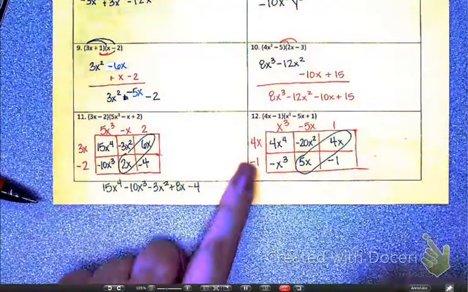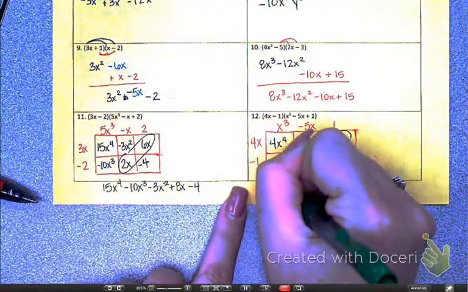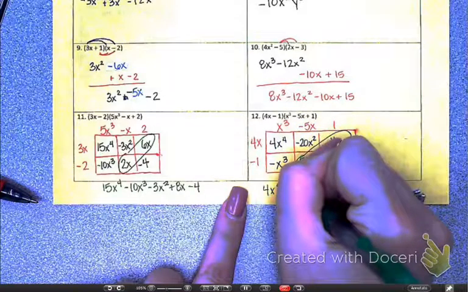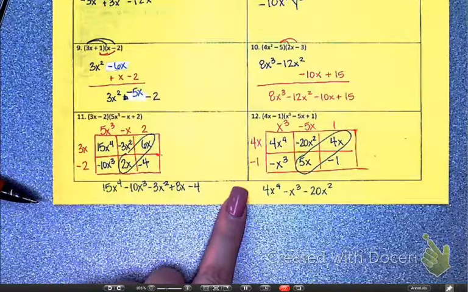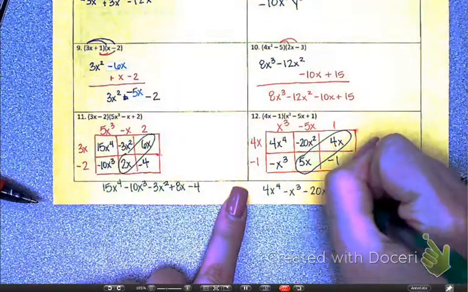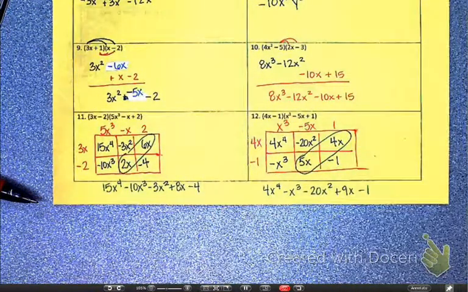So I'm going to combine what I have. 4x to the fourth minus x to the third minus 20x squared. Those are just rewritten. 5 plus 4 gives me 9. And then I have the minus 1 at the end. 9x and then minus 1 at the end. Any questions with those first 12? No? We're okay? We're going to keep going? Okay.